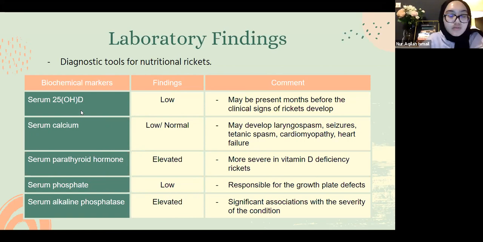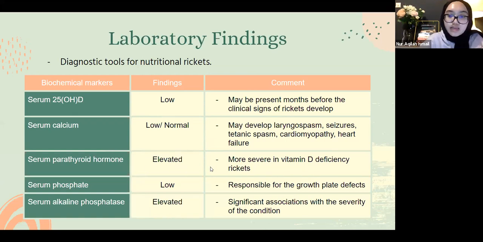So these are the important biomarkers in nutritional rickets: serum 25-hydroxy D-cholecalciferol. If you still remember, the calcidiol is expected to be low, and it may be present months before the clinical signs of rickets develop, in which it is also useful in case you want to use it as a screening tool. And then serum calcium is suspected to be low or normal, for the reason I have explained before. In the long run, the hypocalcemia can actually lead to laryngospasm, seizure, tetanic spasm, cardiomyopathy, and heart failure.